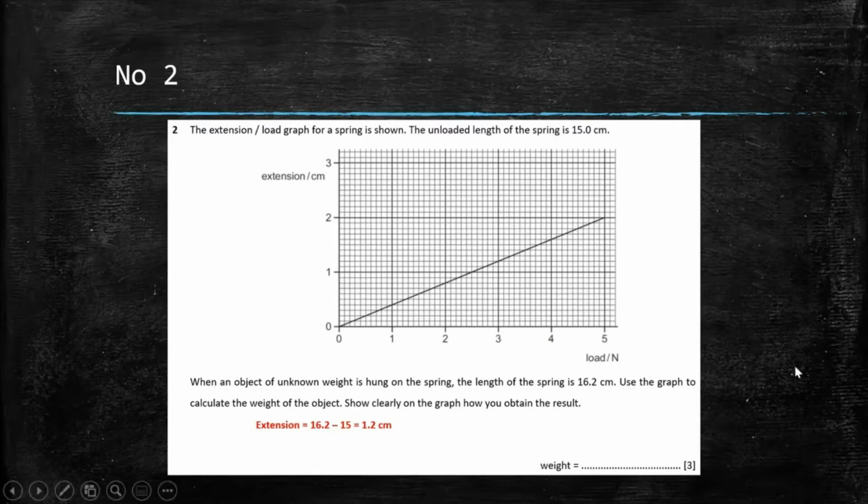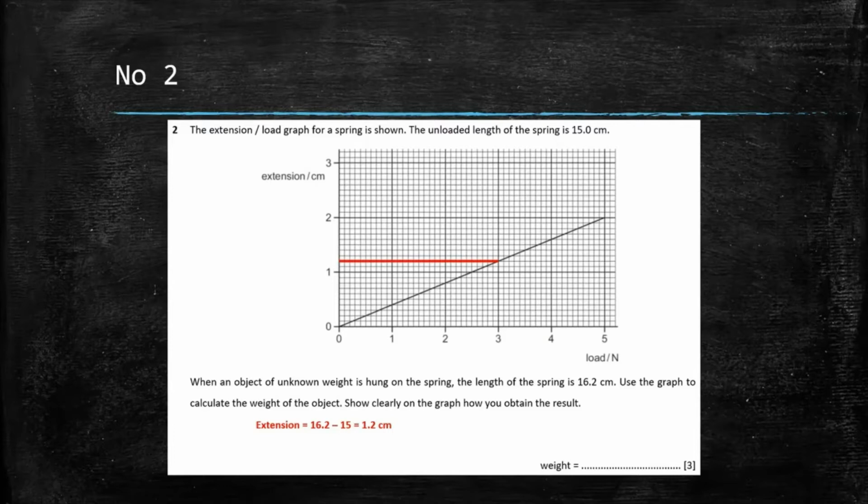Find the point where the value of the extension is 1.2 cm. Let's count from 1. This is 1, 1.1, 1.2. Draw a horizontal line from 1.2 cm extension until the line meets the line of the graph, like this.